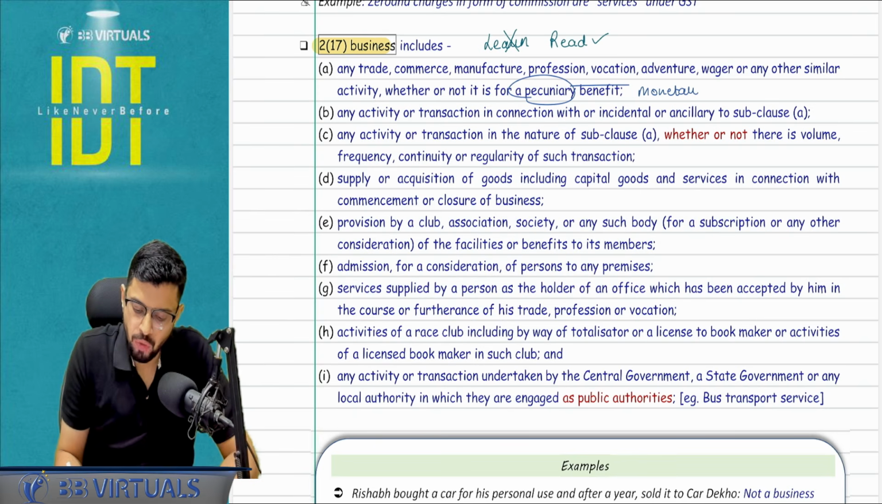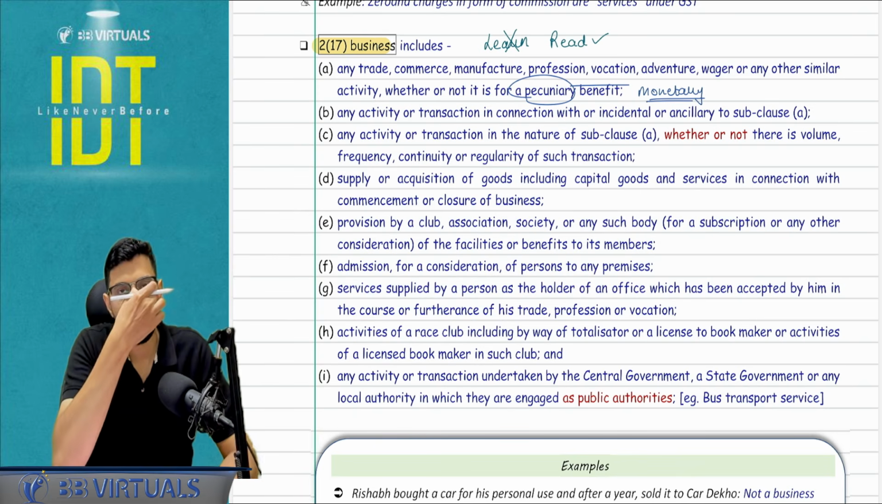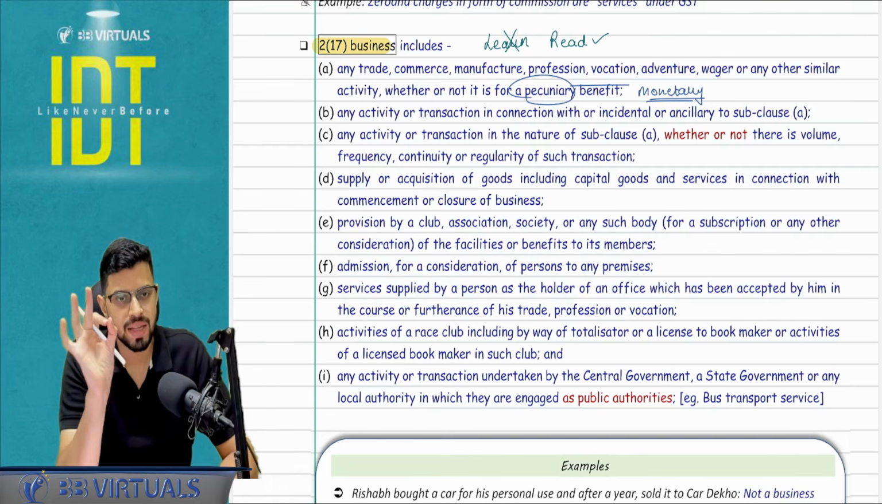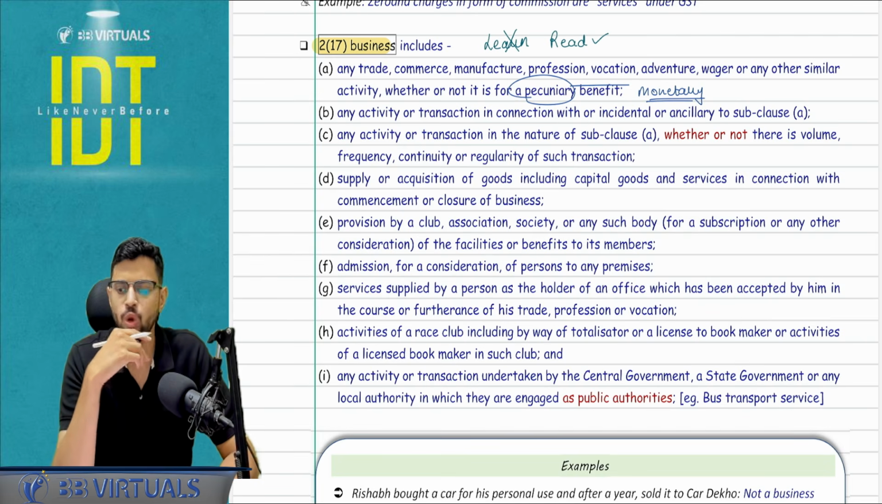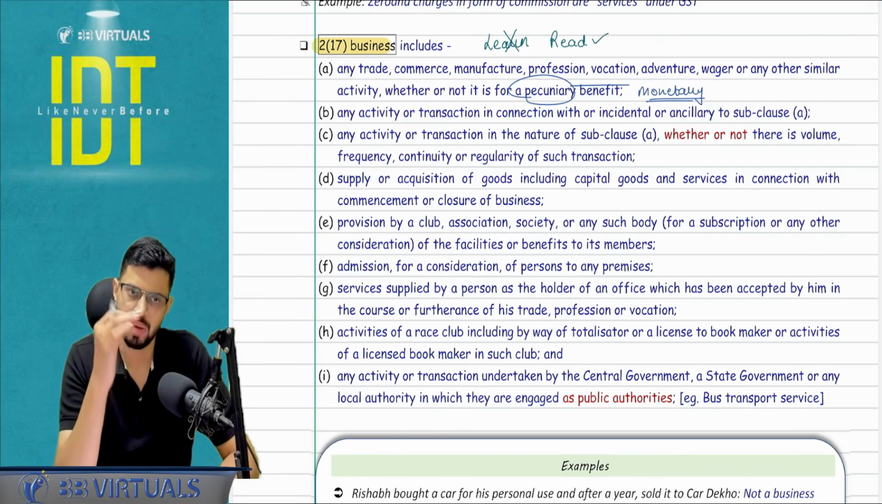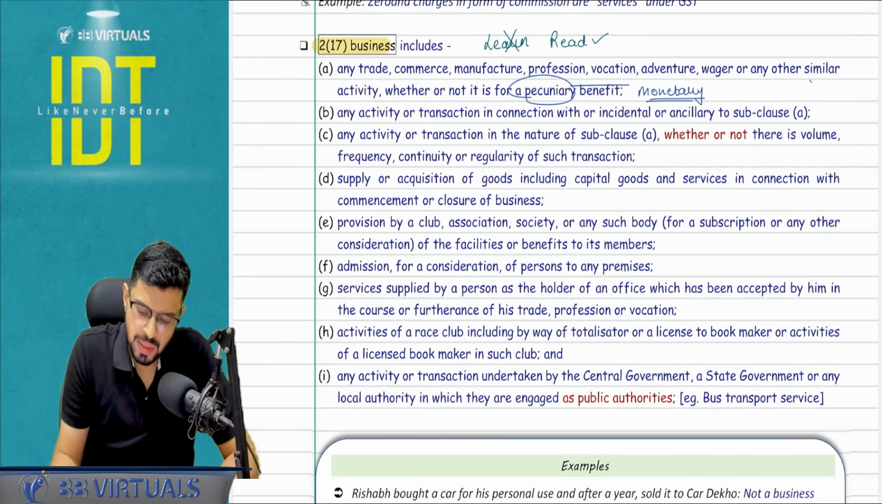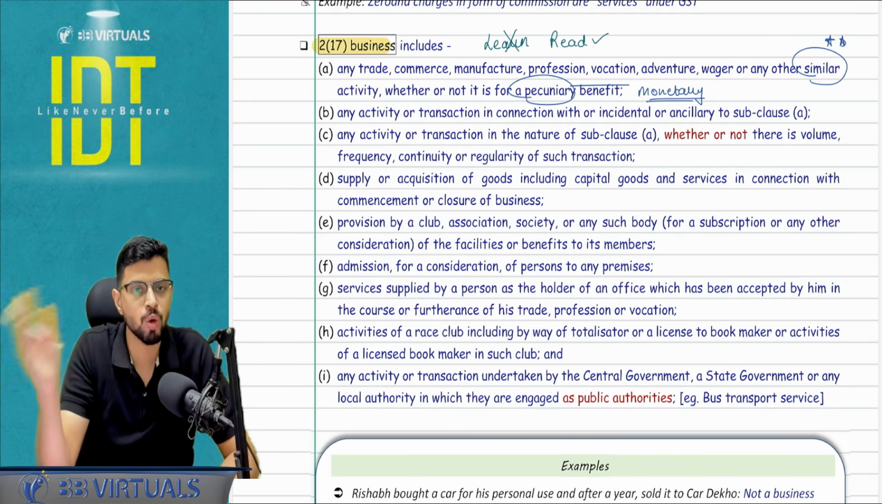So we don't care what is your intention. We don't care whether you are doing it for money or not. It is a manufacture, trade, commerce. It is a part of business. You cannot say, no, sir, I was not doing for money. You are doing for business. It will be still part of the business. Any other similar means they are still open for including something else here.